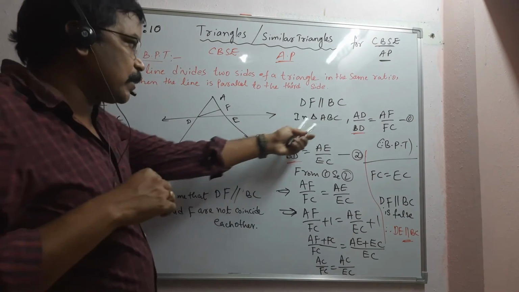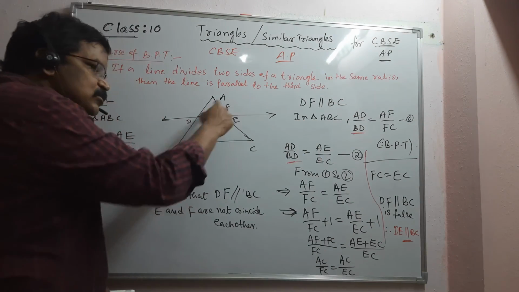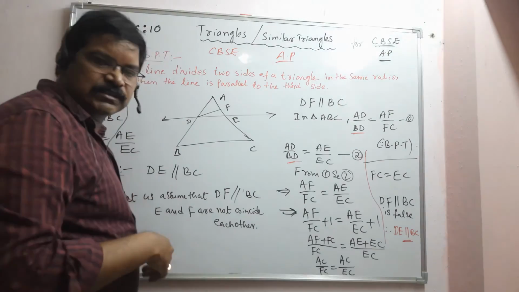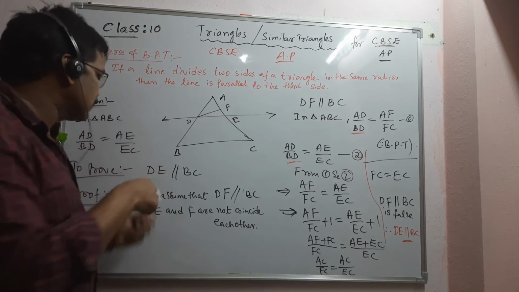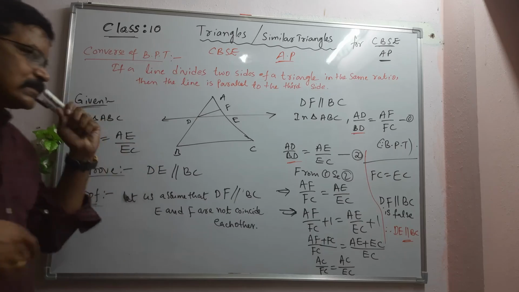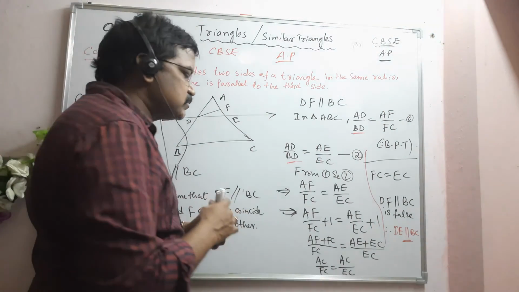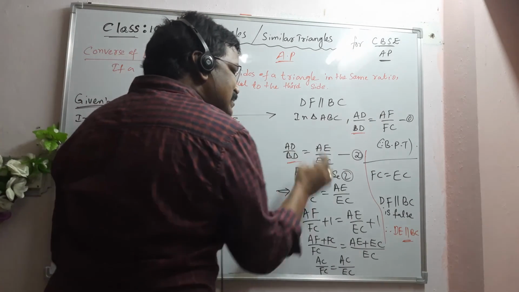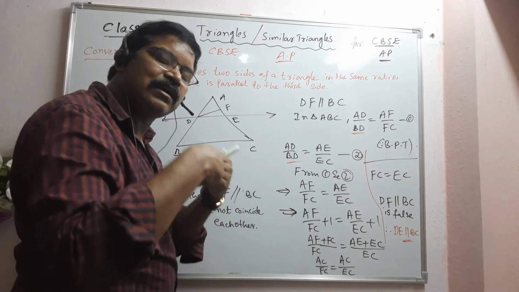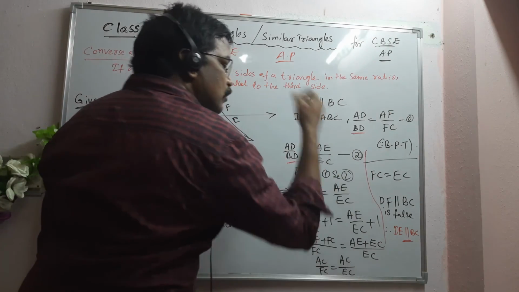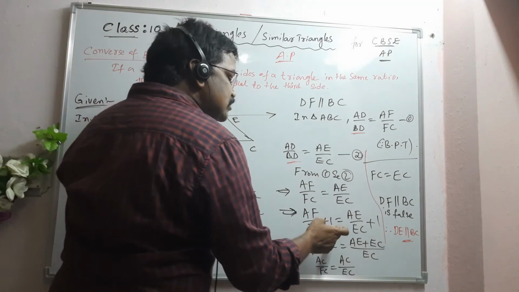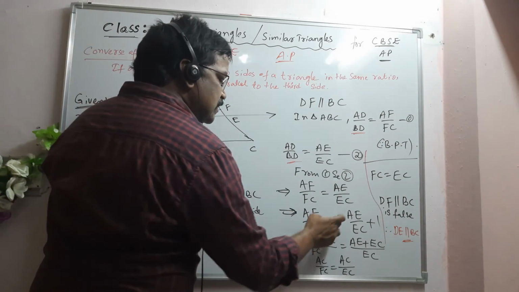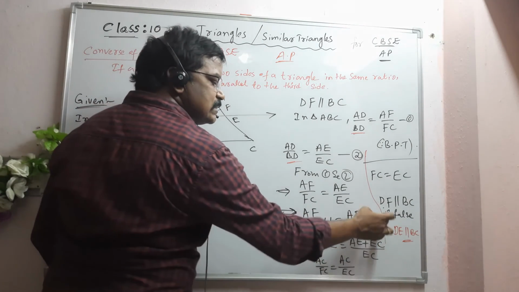So according to basic proportionality theorem, whenever this DF is parallel to BC in triangle ABC, AD by BD is equal to AF by FC. But what is given in the statement? AD by BD is equal to AE by EC. So from equations 1 and 2, AF by FC is equal to AE by EC. Why? Both the left hand sides are equal. So we can equate the right hand sides. Now I have added plus 1 on both sides. So AF plus FC by FC is equal to AE plus EC by EC.